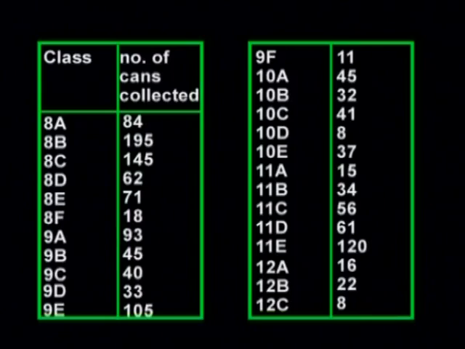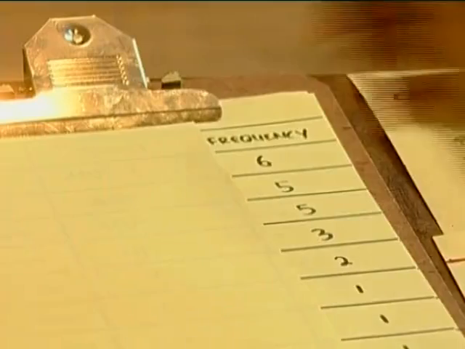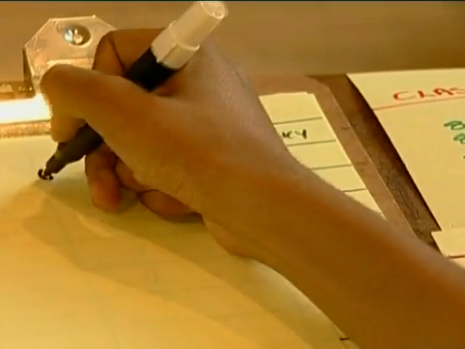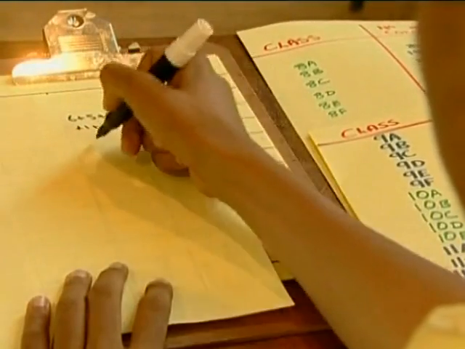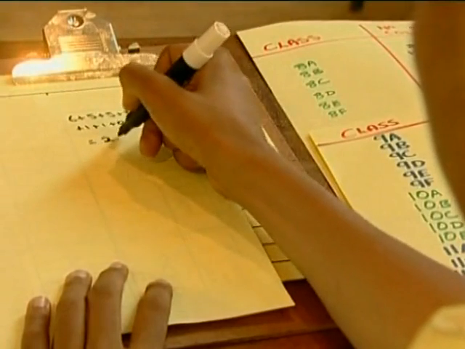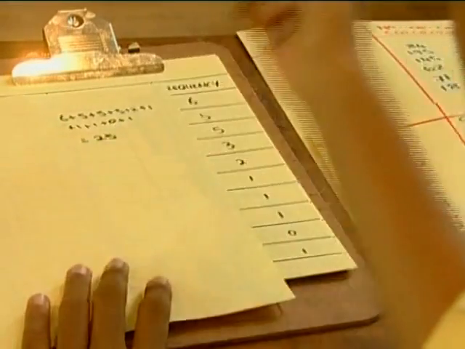I just want to check if I haven't left any classes out. There are 25 classes in our school, so let's see what the total adds up to. 6 plus 5 plus 5 plus 3 plus 2 plus 1 plus 1 plus 1 plus 0 plus 1 equals 25. So my tally is right.